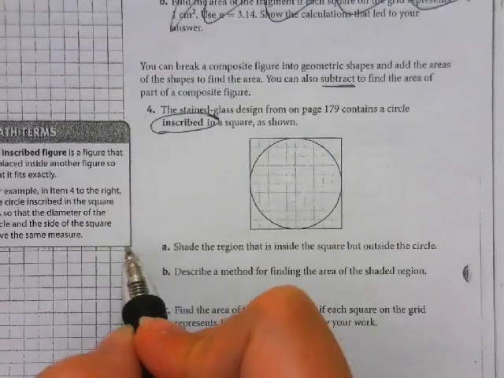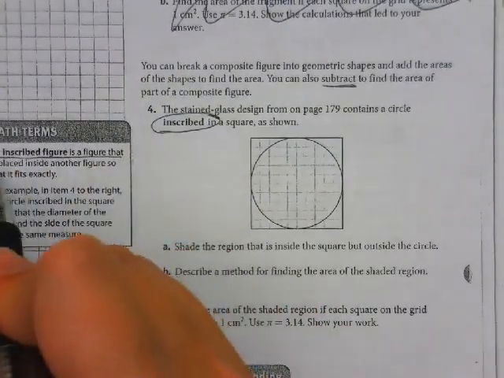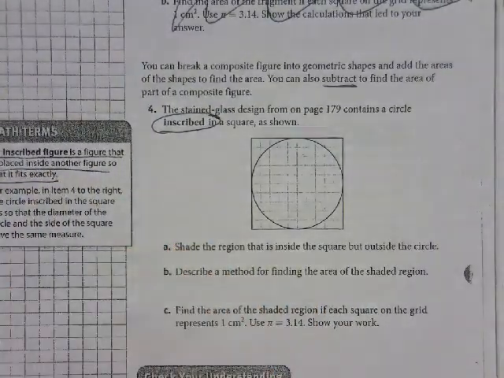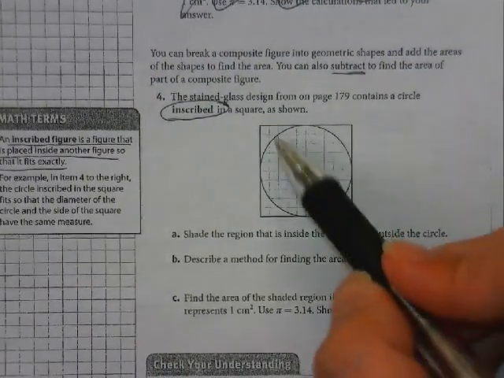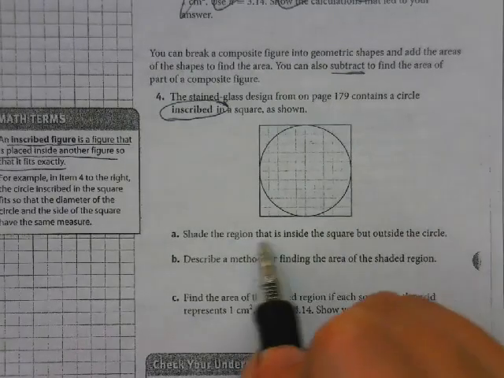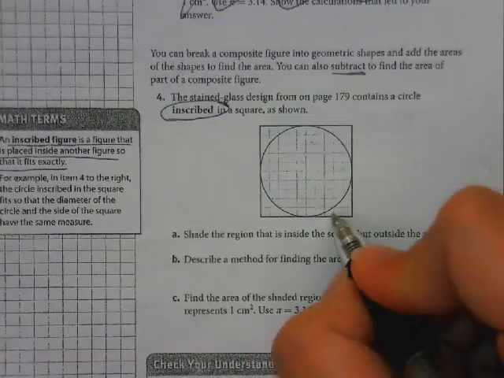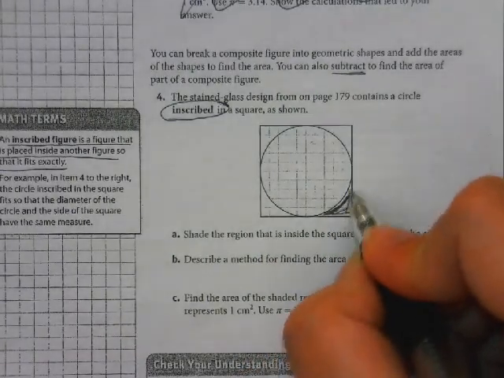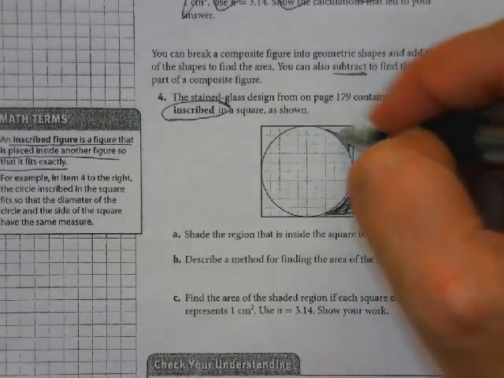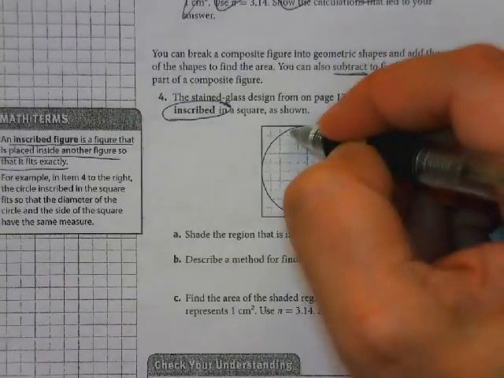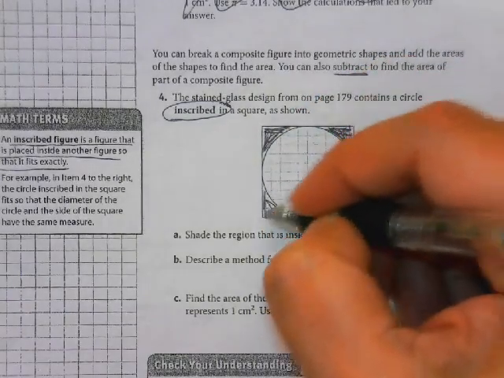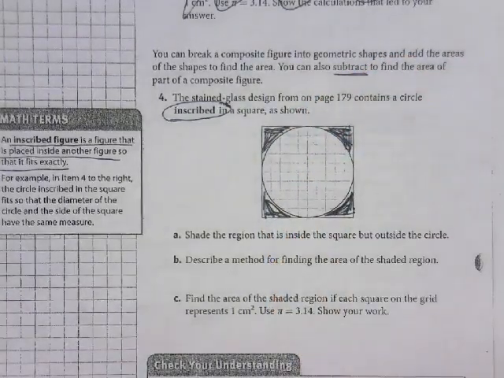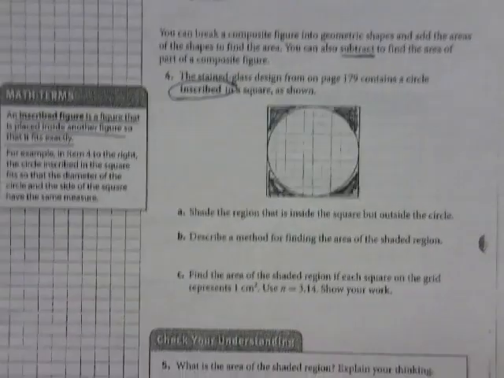So if you look over here, inscribed is a figure that is placed inside another and it fits exactly. Okay, this is an inscribed circle on this square. So shade the region that is inside the square but outside the circle. So here, here, here, and here. So how could we find the area of this shaded region?